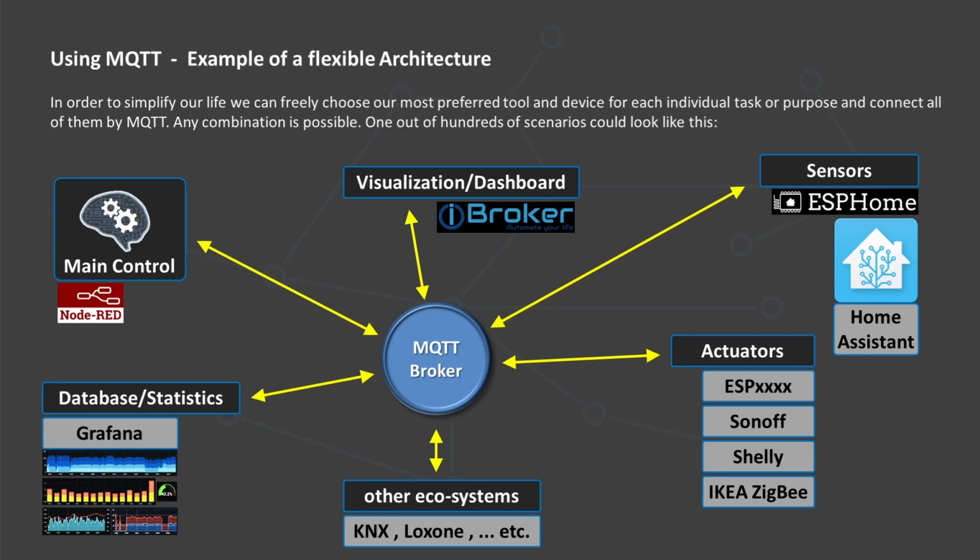There is no black and white, and it is in fact not necessary to make a fixed choice on a particular solution. After time, we might even figure out that another tool or ecosystem might have been the better choice for us. The shown combination is just one possible scenario out of hundreds of possible scenarios that you can create. If you consistently use MQTT for the interfaces, then you are free to change your setup at any time without needing to modify the entire system.